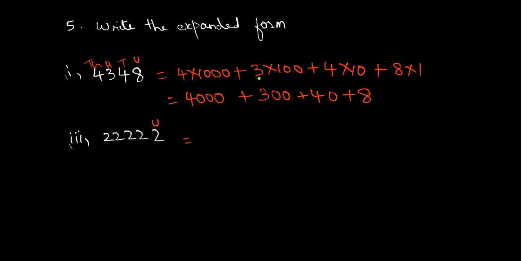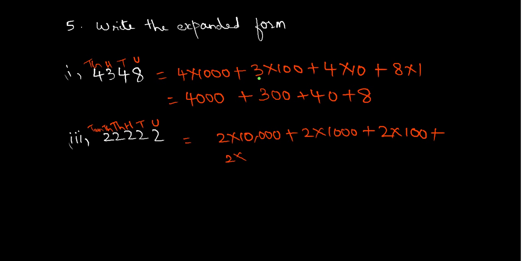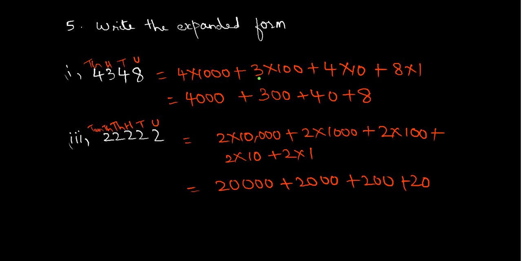Similarly we'll do the next one. Units, tens, hundreds, thousands, 10,000s. So 2 into 10,000 plus 2 into 1000 plus 2 into 100 plus 2 into 10 plus 2 into 1. So the expanded form will be 20,000 plus 2,000 plus 200 plus 20 plus 2.